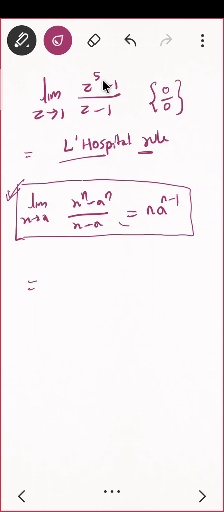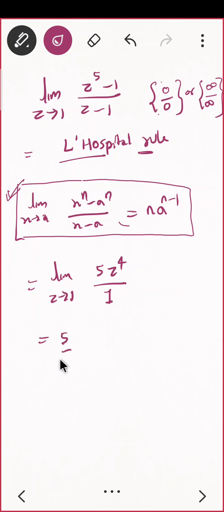Derivative of the upper one, that is what is the L'Hopital rule? When you have 0 by 0 form or infinity by infinity form, correct? You need to differentiate the numerator and denominator. So once you differentiate, that is limit z tending to 1, you will get 5 z raised to 4 upon differentiation of z, that is 1. Put z equal to 1. Now there is no issue, so the answer is 5. Perfect. Very nice. Is that clear?